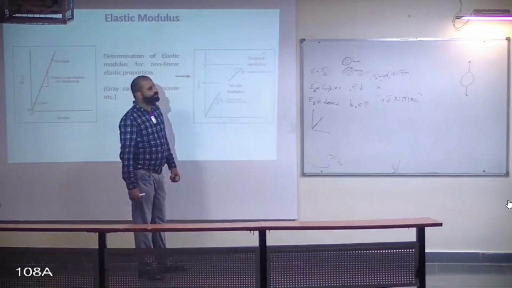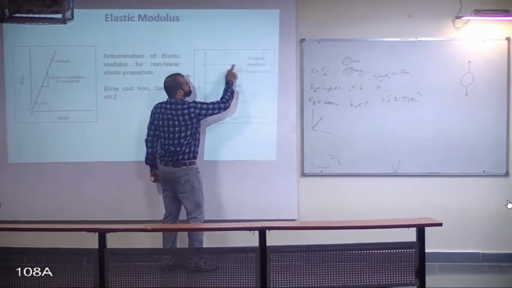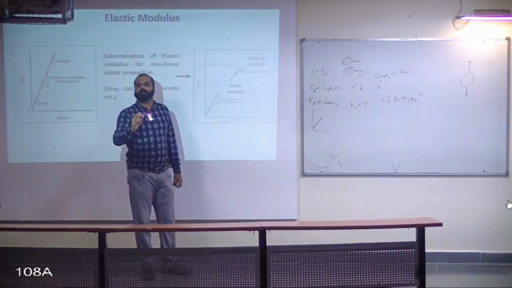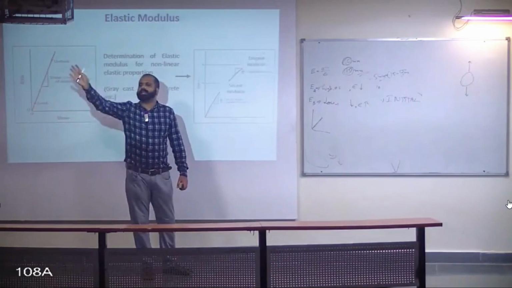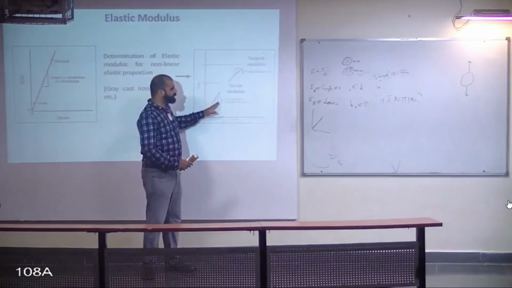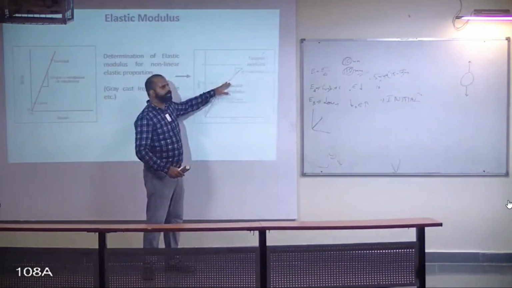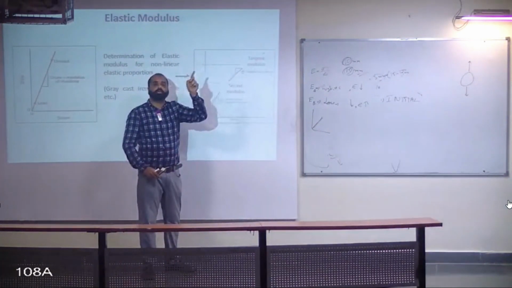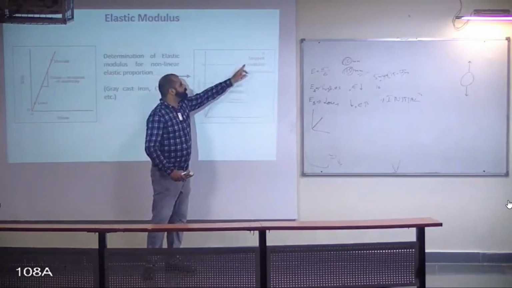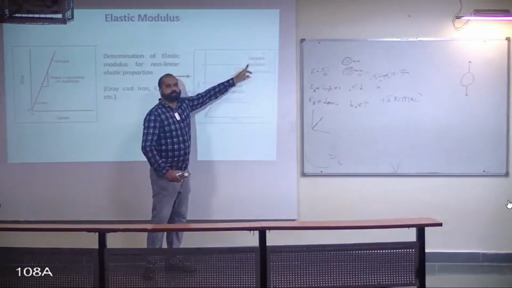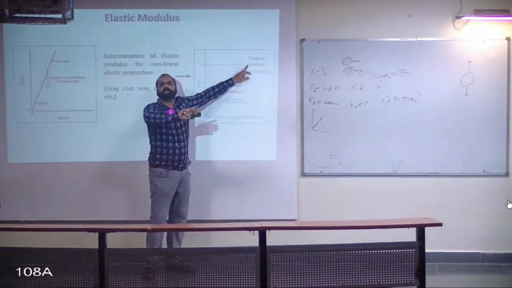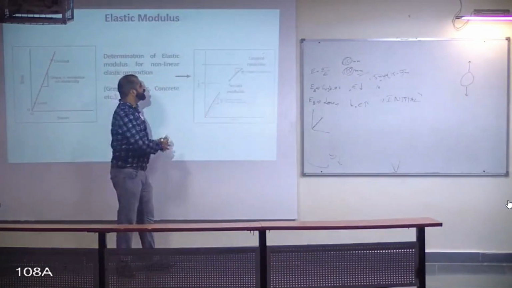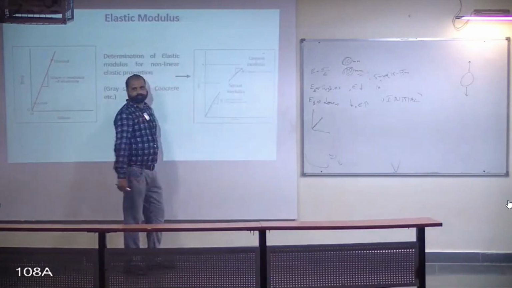In tangent modulus what we do, we choose a stress, and at this stress point whatever is the value of slope, that will be your elastic modulus. Doesn't matter what is the value here, there will be a predetermined stress sigma 2. Whatever is the value of slope at this point, sigma 2 point, that will be your elastic modulus. Done and dusted. The second case could be you can choose a point sigma 1.